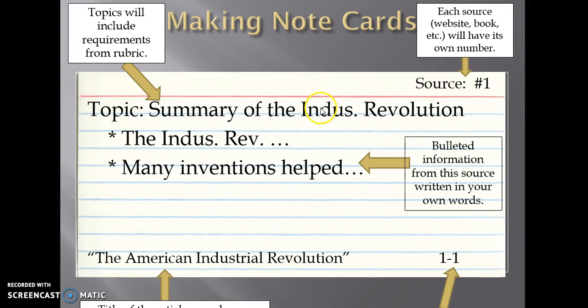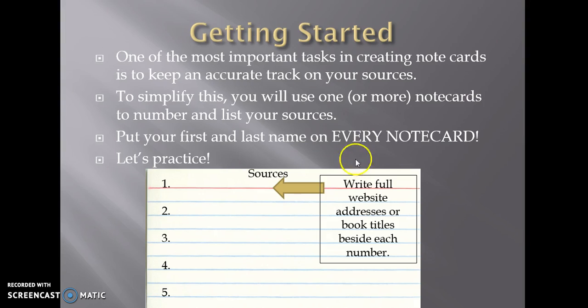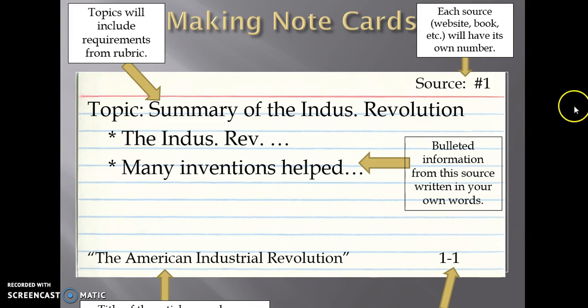So in this specific example, we'll see source number 1 in the top right-hand corner. Again, that was the first website or book that we found and labeled as number 1 on our source card. So we're simply going to put number 1. The topic that this particular card is going to provide me information about is a summary of the Industrial Revolution. So this was one of the topics that Ms. Tierney noted on your rubric, and it's one of the things that you have to provide information for on your project with your partner. So again, topic is summary of the Industrial Revolution.